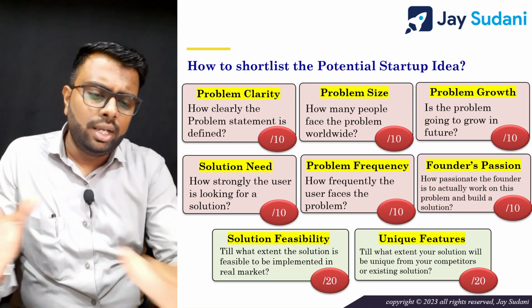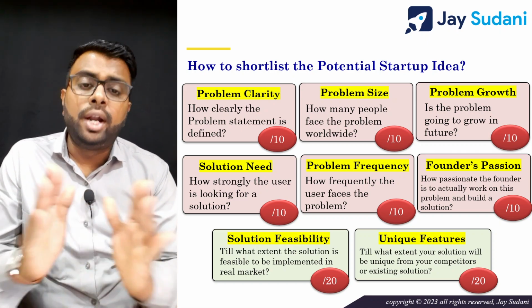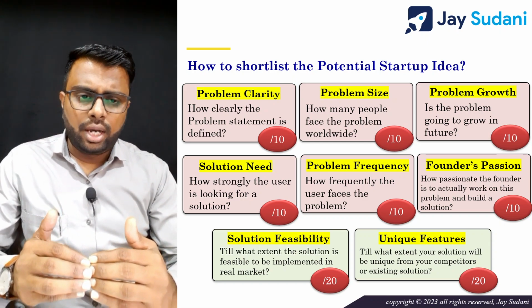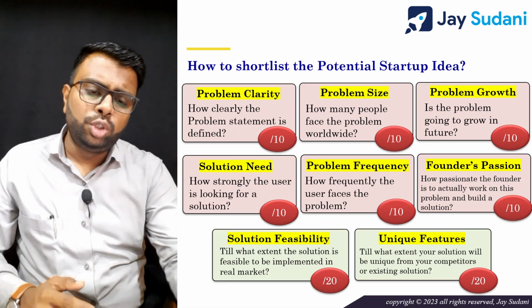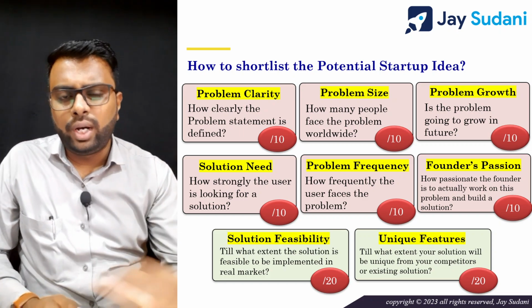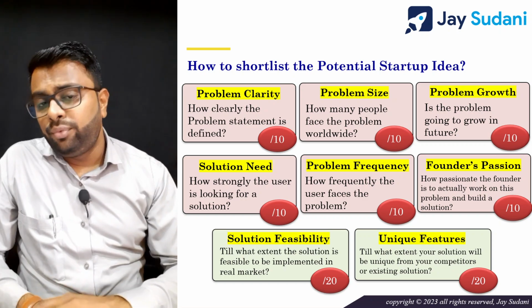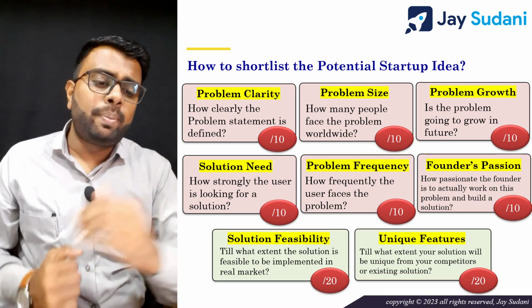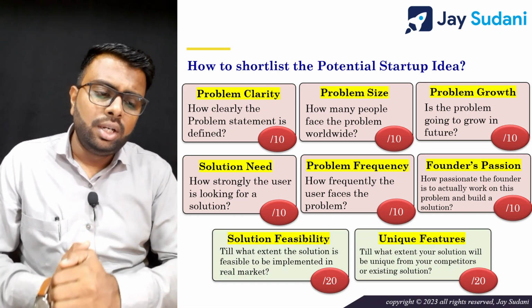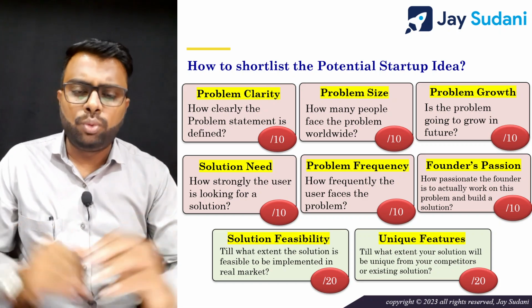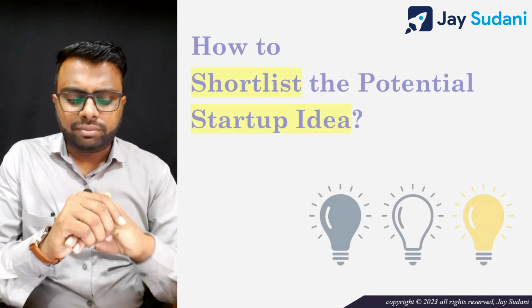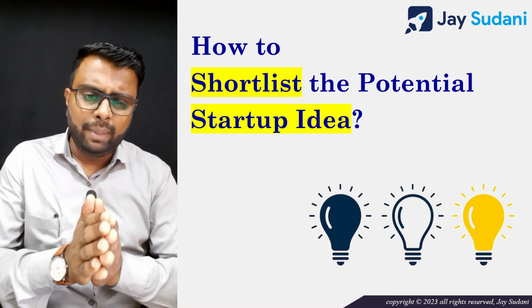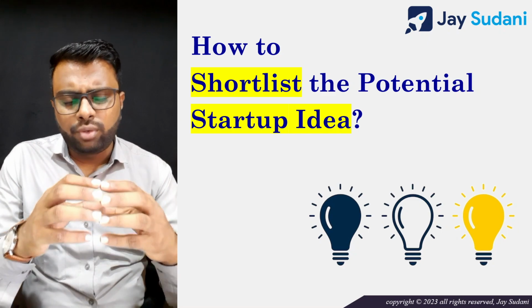If you see the total rating, the total points of all these 8 parameters will be 100. Try to evaluate all the problems you have identified and all those ideas on a scale of 100. Select the one which gets the highest number. If you have a tie, I would say go with the one where the founder has higher passion: the idea where you got more marks in founder's passion out of 10, pick that one and move ahead. I hope you got this entire process of how to select one idea from the multiple ideas you have, by evaluating each of them on these 8 parameters.